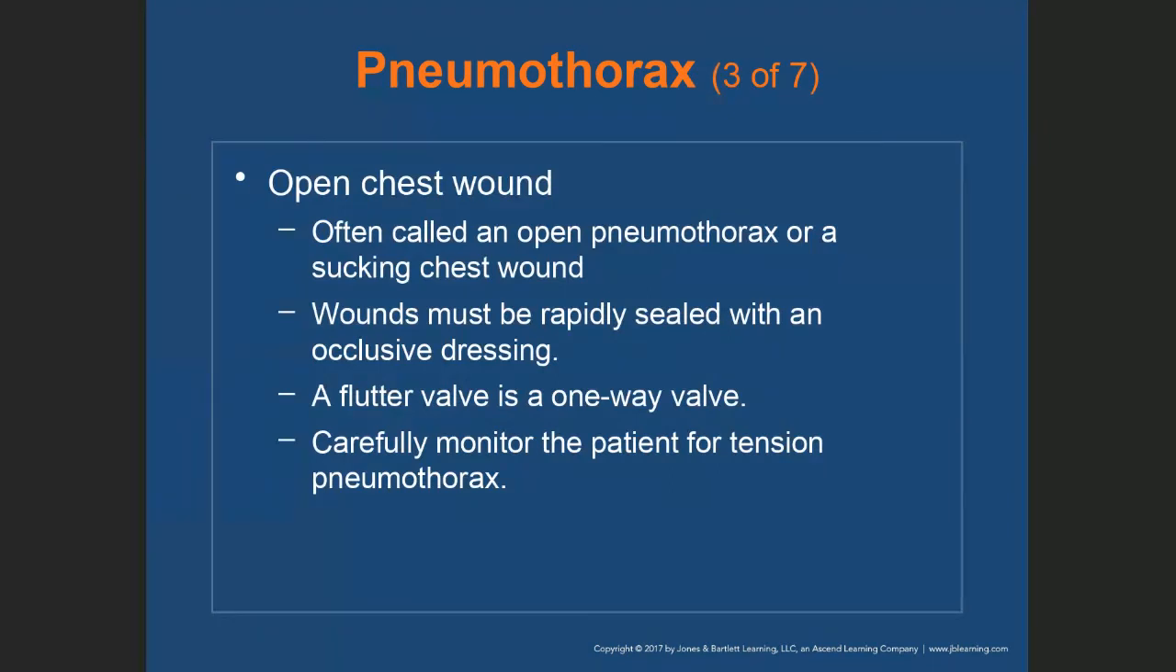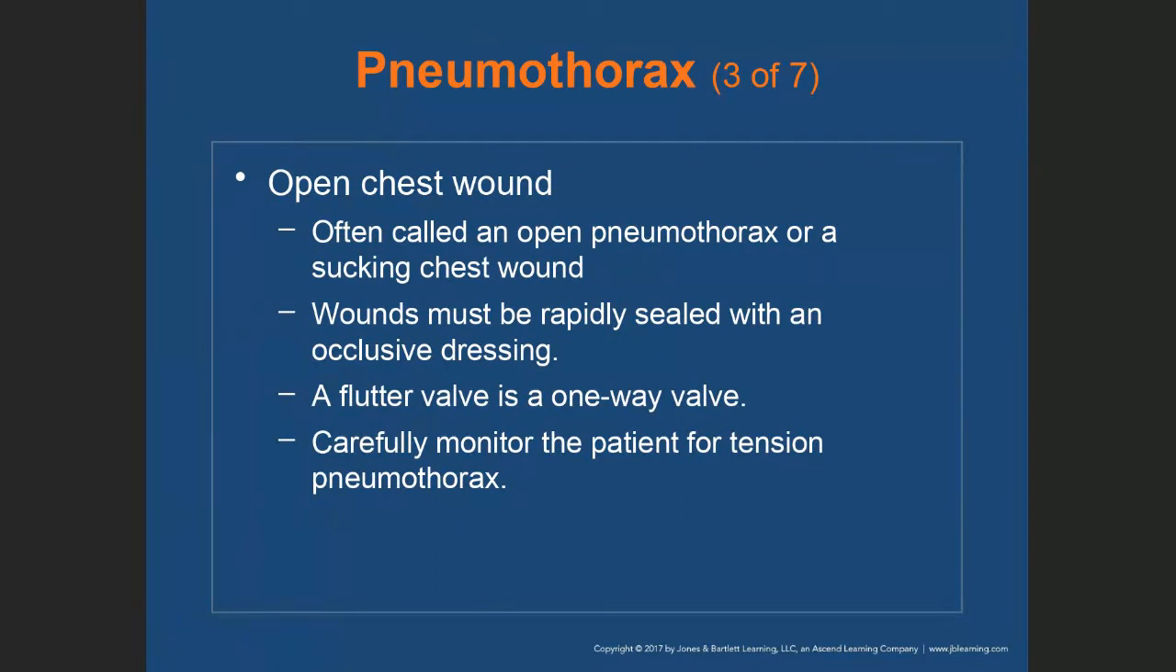Now, an open chest wound, often called an open pneumothorax or sucking chest wound, is a wound to the chest in which the pleural membrane is ruptured and the air gets into the pleural space and collapses the lungs. It's an open wound, so the risk for tension pneumothorax developing is not high because there's an opening. A sucking chest wound must be sealed with an occlusive dressing, and we're sealing 4 sides.